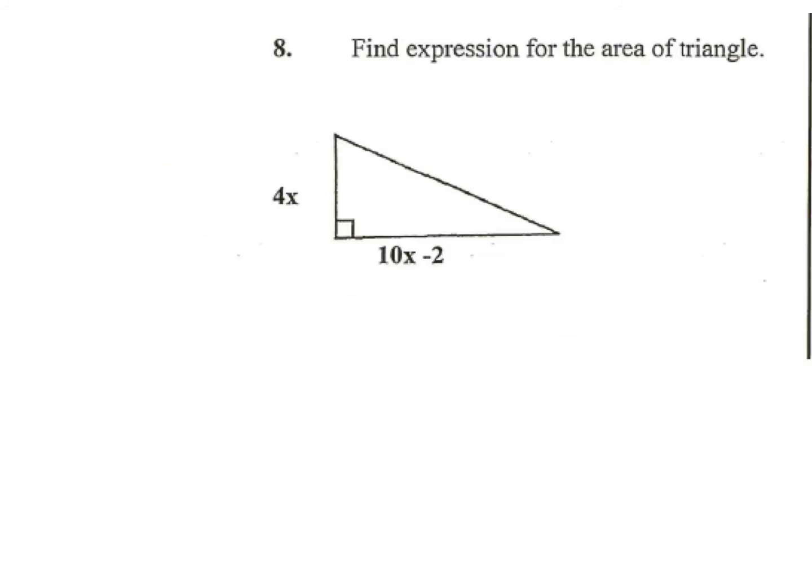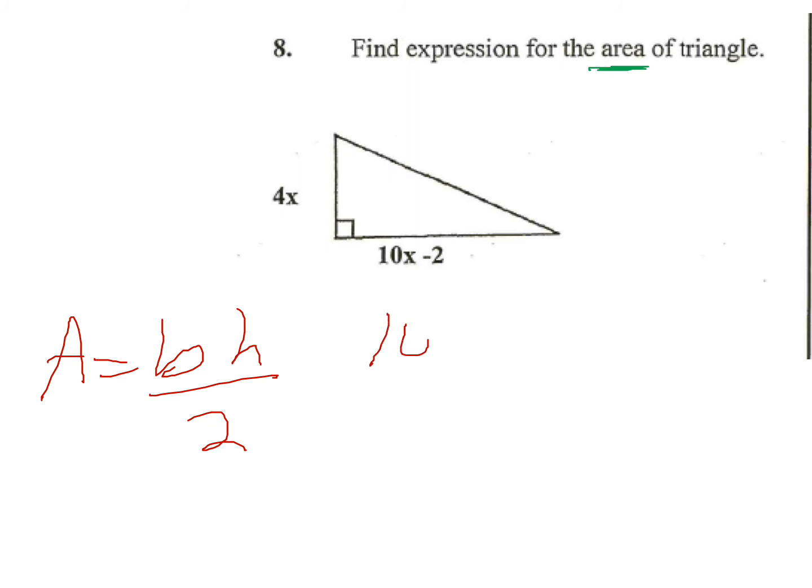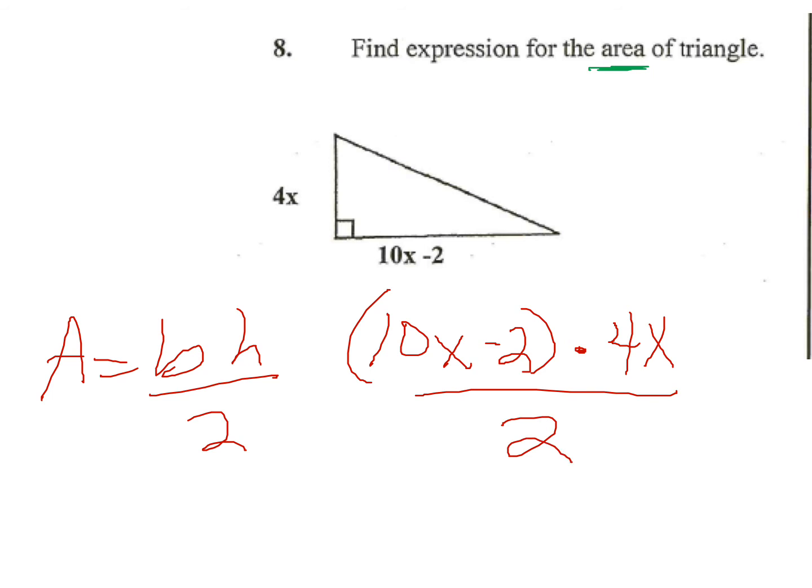Alright, so find an expression for the area of a triangle. Kind of advanced one here. How would we set up area of a triangle? It would be base times height divided by 2. So, what's the base? 10x minus 2, in parentheses. That's one number. Times the height, 4x, all divided by 2. Okay?